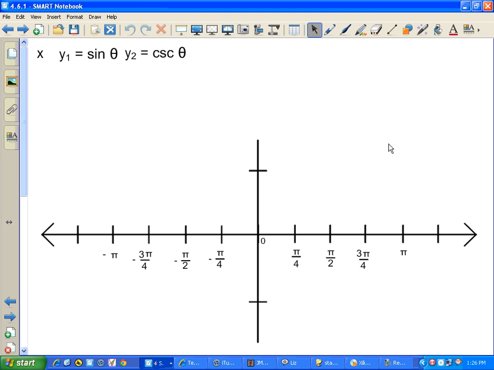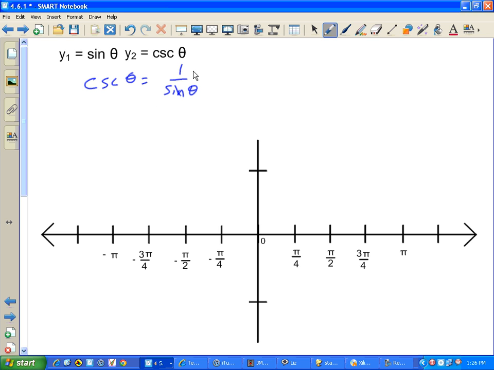All right, the last two functions that we have to deal with are the cosecant and the secant. These are actually not that bad because we're just going to use our sine and our cosine graphs to make our secant and cosecant graphs. Okay, because cosecant is just 1 over the sine.